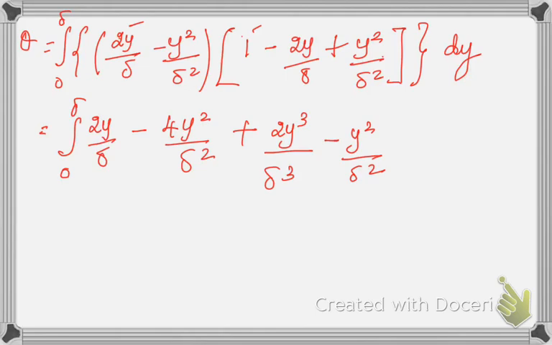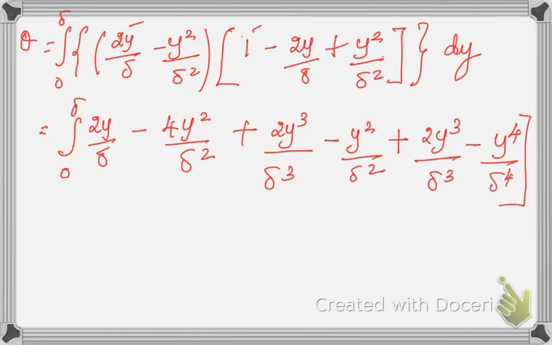Then minus y squared by del square into minus 2y by del, minus into minus becomes plus, so plus 2y cube by del cube. Then minus y squared by del square into plus y squared by del square, again the sign will be minus, so it becomes y power 4 by del power 4, all the thing into common dy. Now we can simplify this.